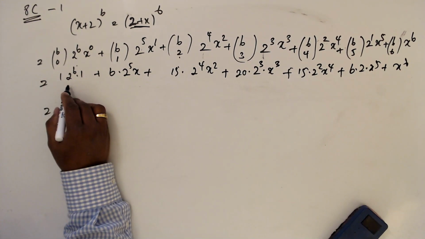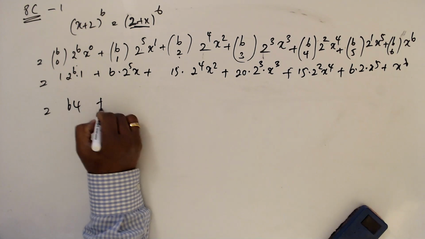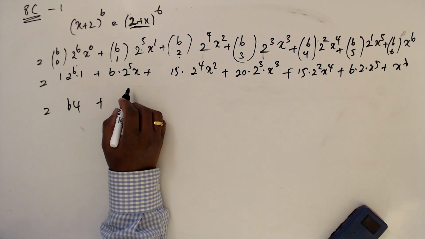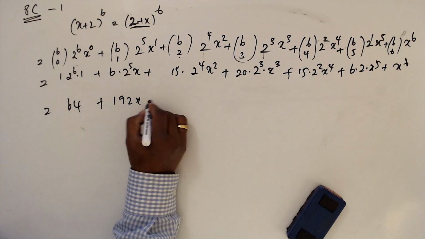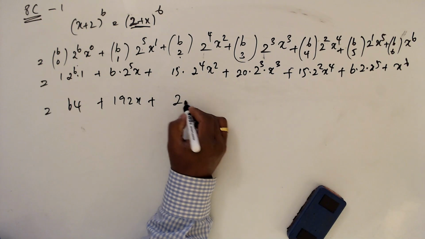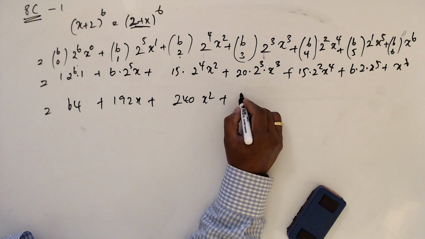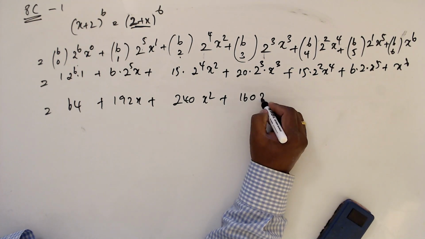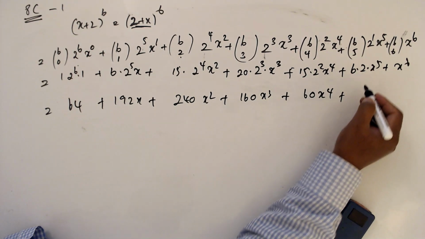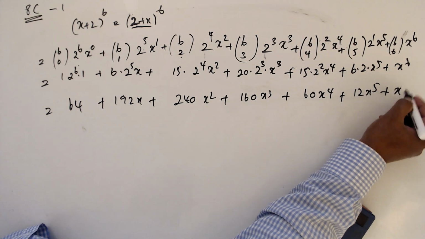So 2 to the power 6 is 64, and this is going to be 192x plus x squared times, this is going to be 240 x squared. Then this is going to be 160 x cube, and this is going to be 60 x4, and this is going to be 12 x5, and this is x6.